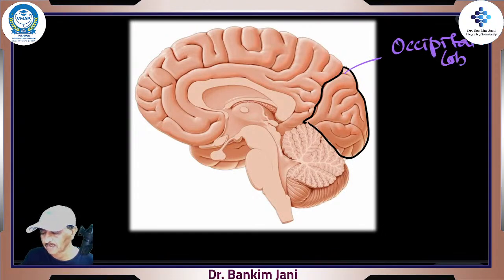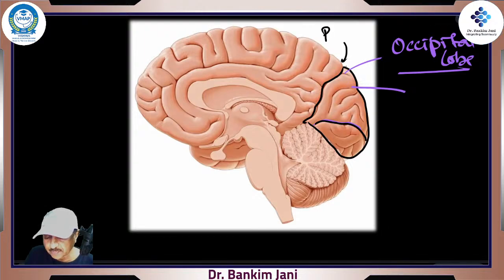That's the calcarine sulcus. This one is the calcarine sulcus. And this one is the parieto-occipital sulcus. The area between the parieto-occipital sulcus and the calcarine sulcus is called the cuneus.